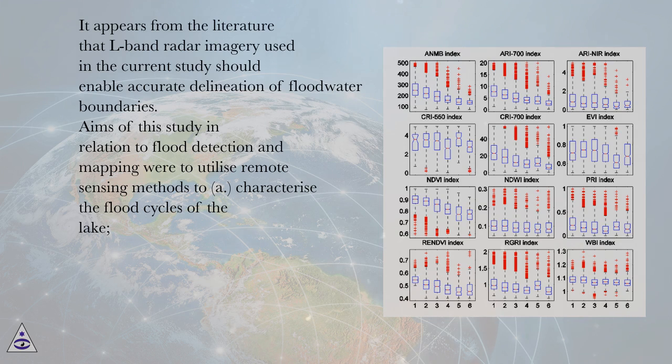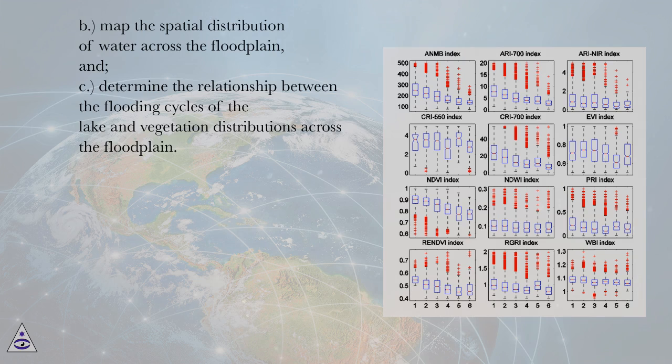Characterize the flood cycles of the lake, b. Map the spatial distribution of water across the floodplain, and c. Determine the relationship between the flooding cycles of the lake and vegetation distributions across the floodplain.